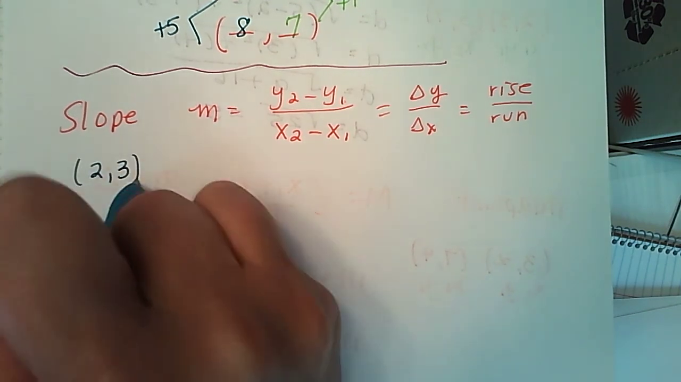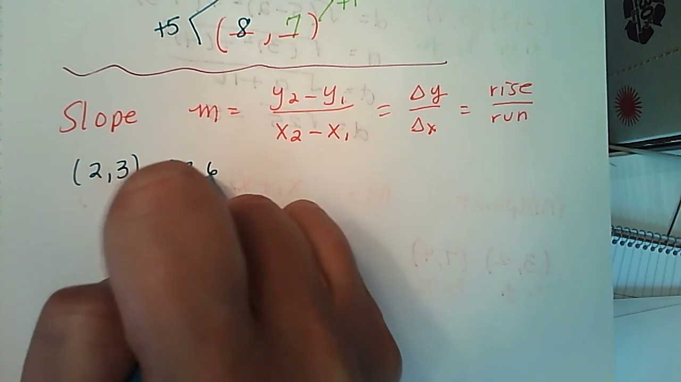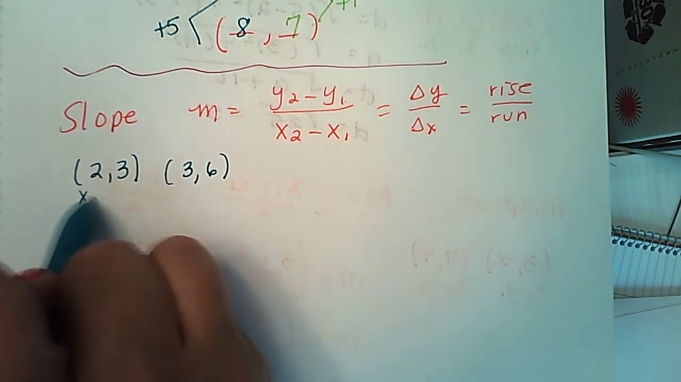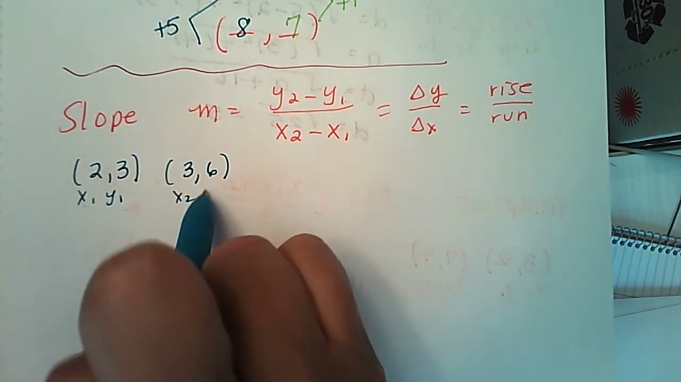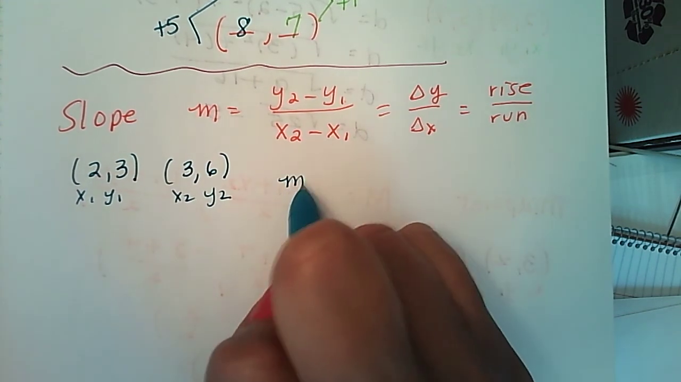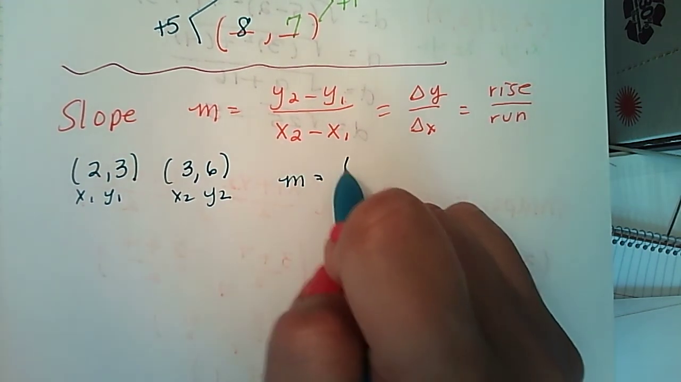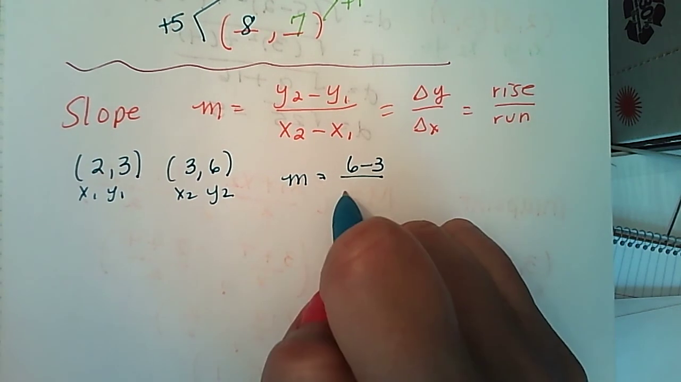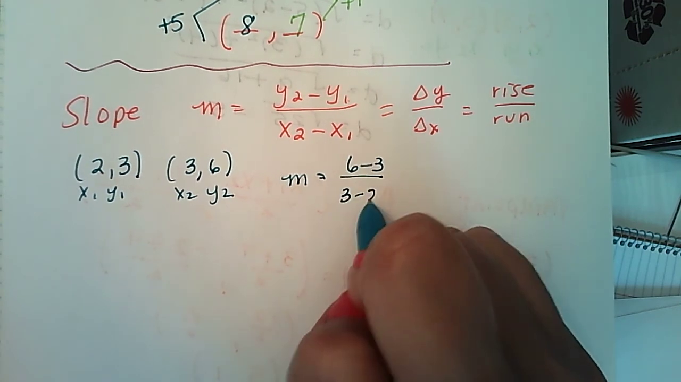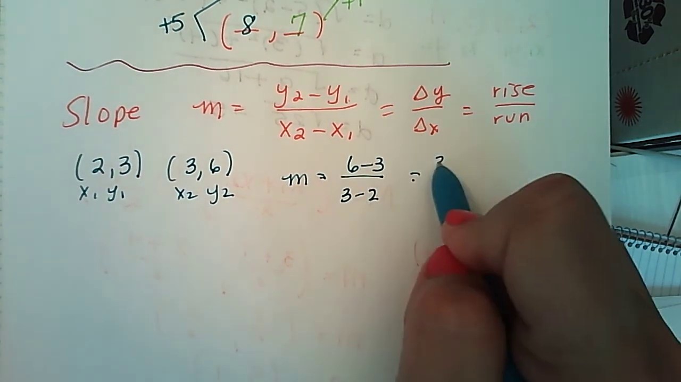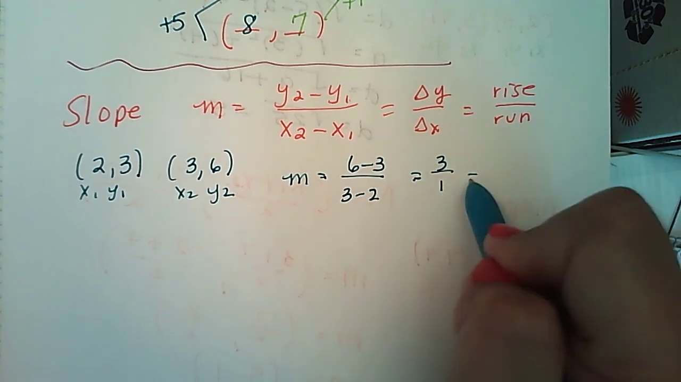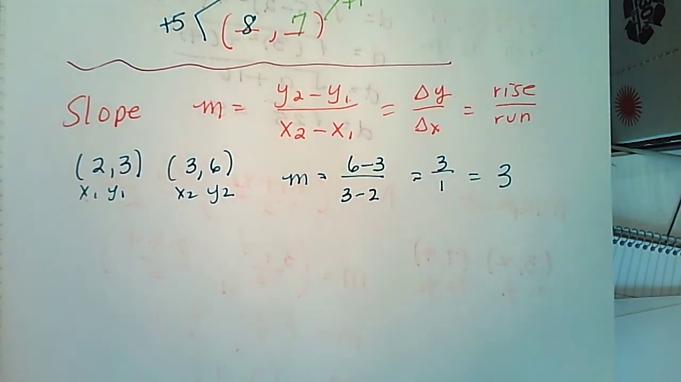So say I'm given (2, 3), maybe (3, 6). Again, x1, y1, x2, y2. So my slope is going to be 6 minus 3 over 3 minus 2. So 6 minus 3 is 3, 3 minus 2 is 1, and I'm going to simplify. It's 3. Straightforward, out of algebra, pre-algebra, same thing.